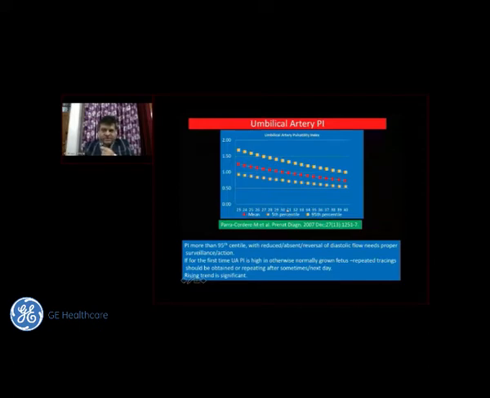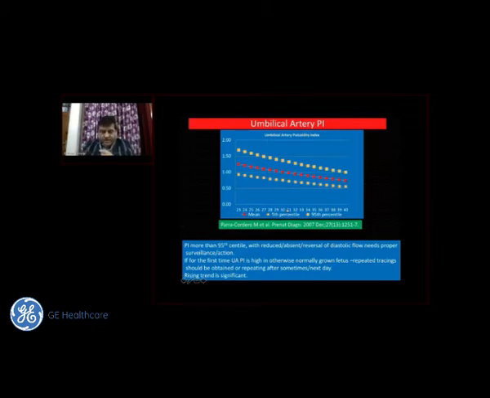So these are the charts that we should always refer to, and PI more than the 95th centile, with reduced, absent or reversal of diastolic flow, needs proper surveillance or action. And if for the first time the umbilical artery PI is high in an otherwise normally grown fetus, repeated tracing should be obtained after some time. Please remember, the umbilical artery showing you a higher PI could be the early or the first indicator of the placenta that is failing, and it is the rising trend that is significant.